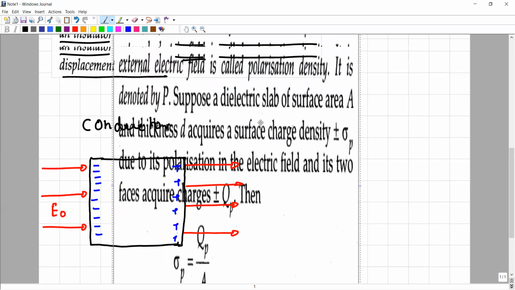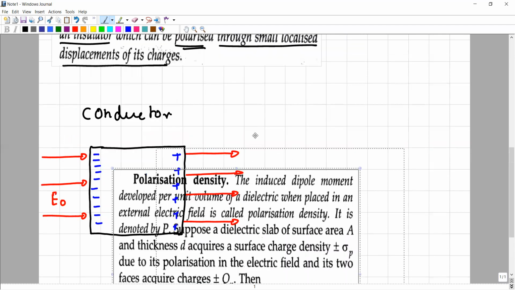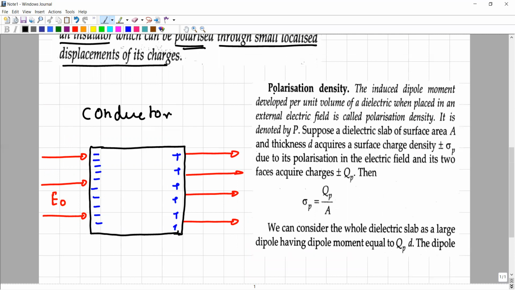So let's understand what the formal definition of polarization is. Polarization density is how much polarization has happened: the induced dipole moment. What is dipole moment? You have done dipole previously in the previous chapter.